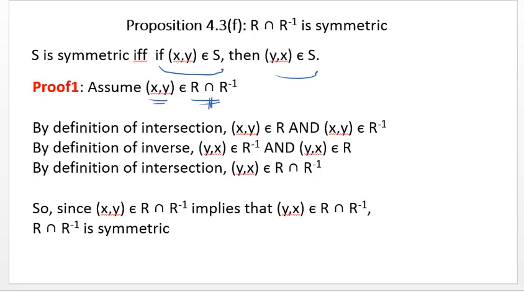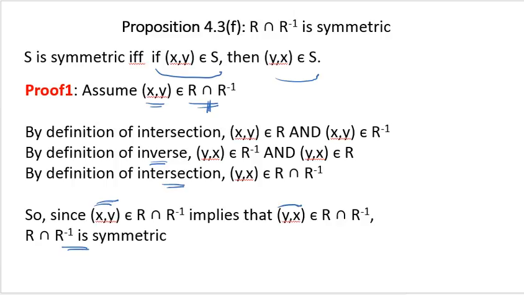But by the definition of inverse then, we know that yx is in R inverse and yx is in R. But then going back to the definition of intersection, we know that yx has to be in R intersect R inverse. So what we've shown is that if xy is in R intersect R inverse, that means that yx is also in R intersect R inverse. So by the first definition of symmetry, R intersect R inverse is symmetric.